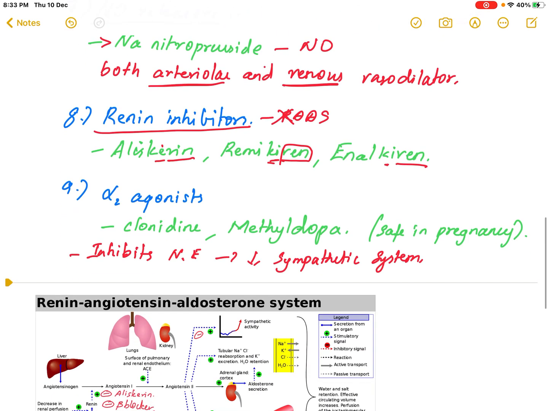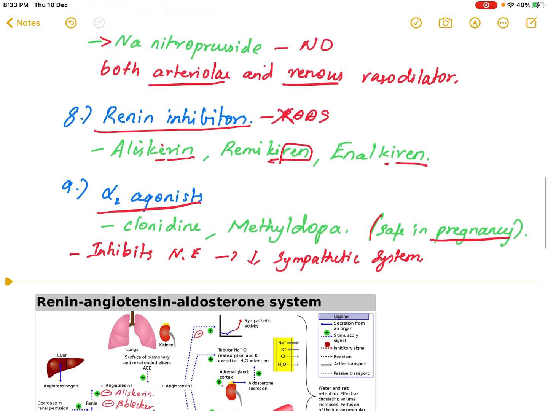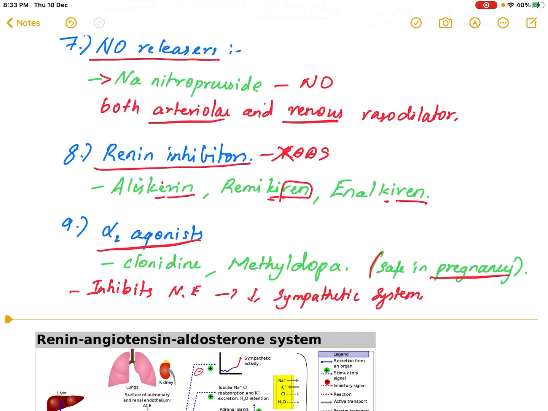So alpha 2 agonists, the ninth group, include clonidine and methyldopa, which are extensively used in pregnancy because they are safe drugs. The mechanism of action for alpha 2 agonists is that they inhibit the norepinephrine release, and that way they decrease the sympathetic system, and that would lead to decreased blood pressure.